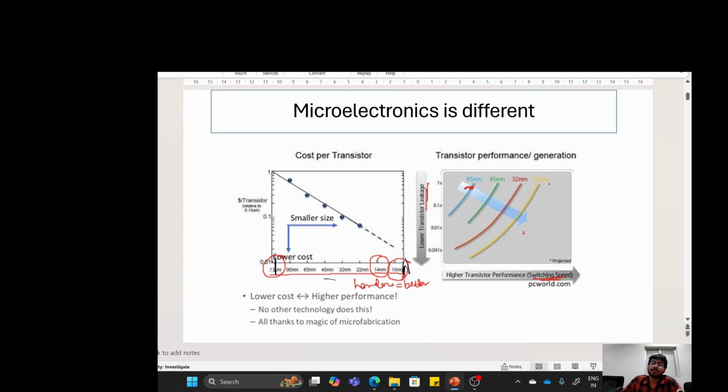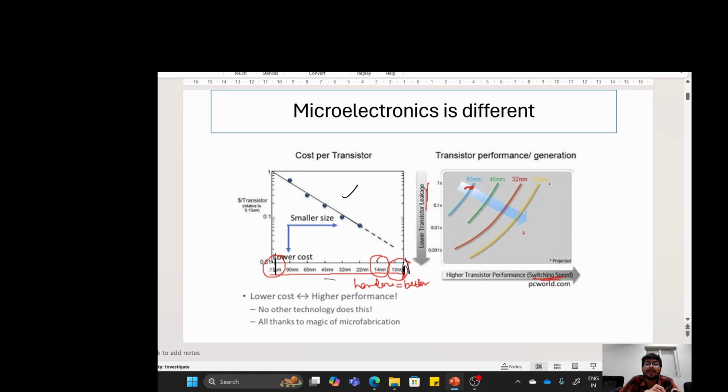So that's why the total cost is higher, but the cost per transistor is decreasing. A single transistor doesn't cost anything, but the total cost is higher because 8 GB, 16 GB of RAM is there in your mobile phones. So cost is decreasing, that is one thing.